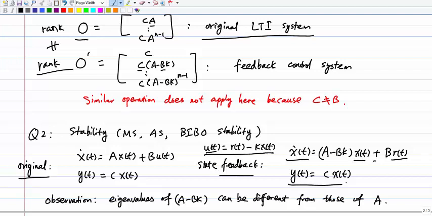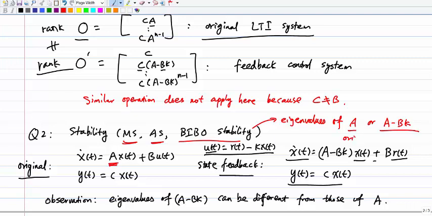As I mentioned before, the stability, whether it is marginal stability, asymptotic stability, or BIBO stability, is all related to the eigenvalues of some matrix. For the original system, the eigenvalues of A play a pretty important role, and for the feedback system, the eigenvalues of A minus BK.